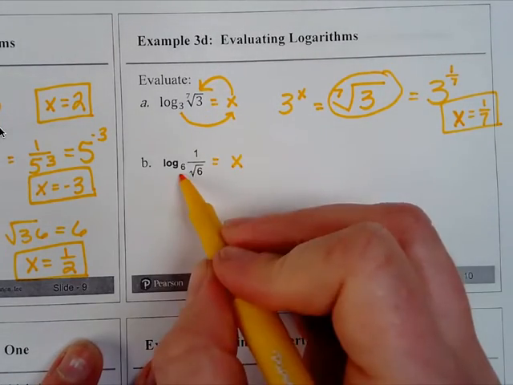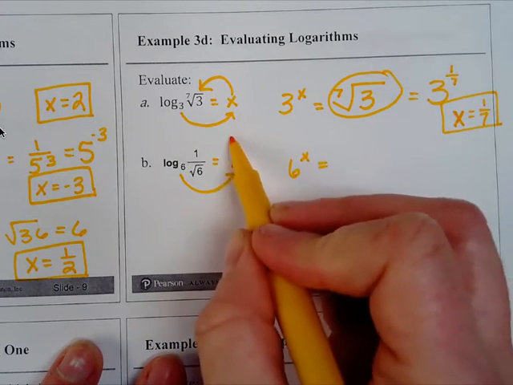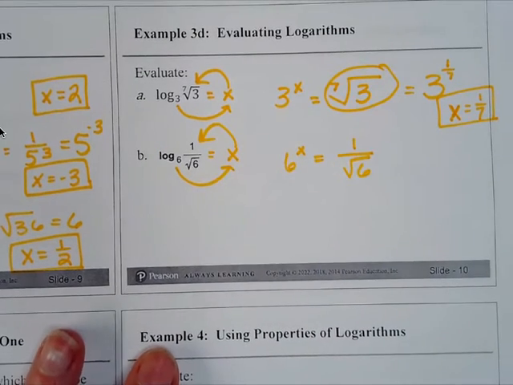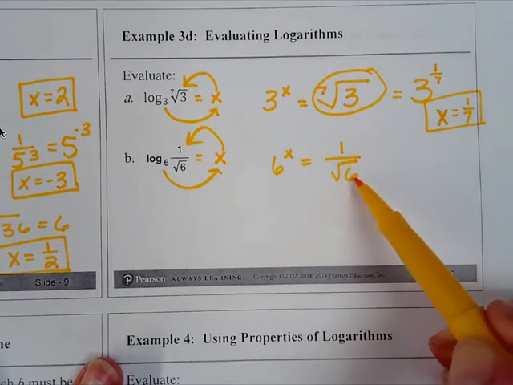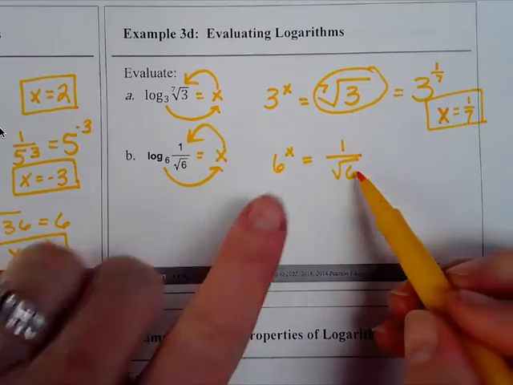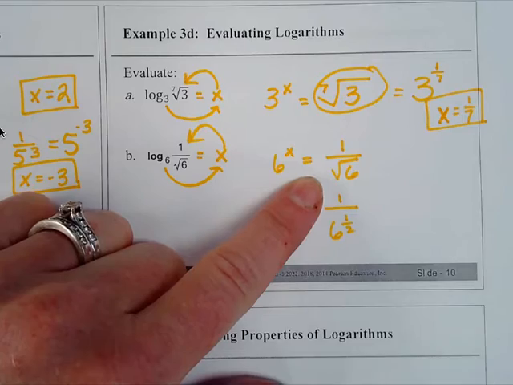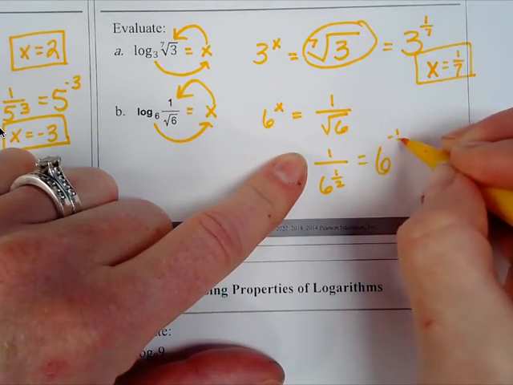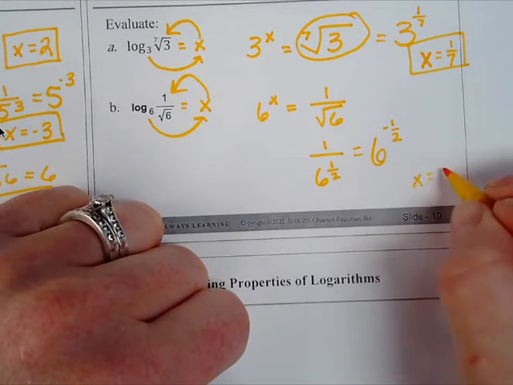Okay, the next one, 6 raised to the x power equals 1 over square root 6. So we want to write this as 6 to a certain power. Well, we know this would be 6 to the half, right? Because square root is to the half power. Now, how do you take it up top? Yep. 6 to the negative half power. So then x is going to equal -1/2.